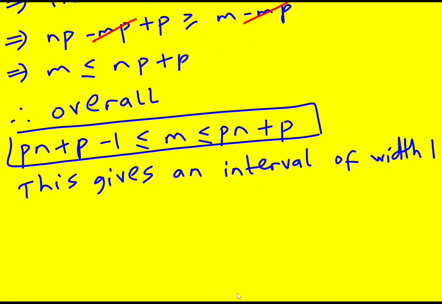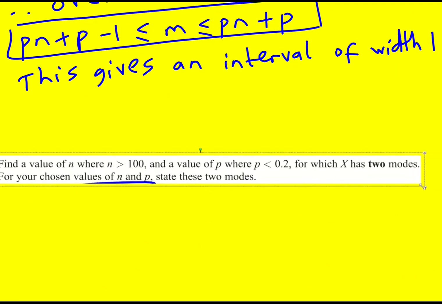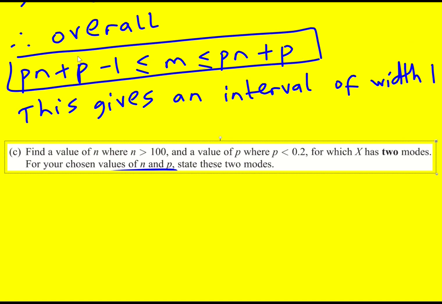So for this to be the case, we've got to look at this interval and try to get, you can see we know that the mode can be within an interval of 1. So I've got to find a situation where basically pn plus p is a whole number. That's the aim. Because if pn plus p is a whole number, then m is less than or equal to that, but it's also going to be greater than or equal to 1 less than that number. And that's going to mean that it's both of them.